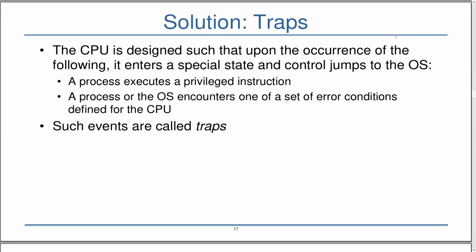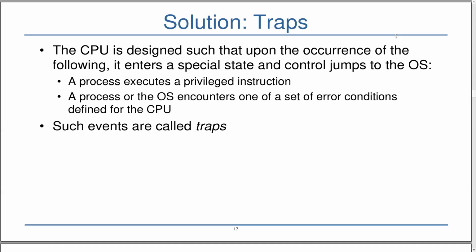Well, the solution is to use so-called traps. Your CPU is designed in such a way that upon occurrence of certain events, it will enter a special state and execute some special trap handler inside the operating system. So effectively, it will go back to the OS kernel and execute some code there. So what are those events?